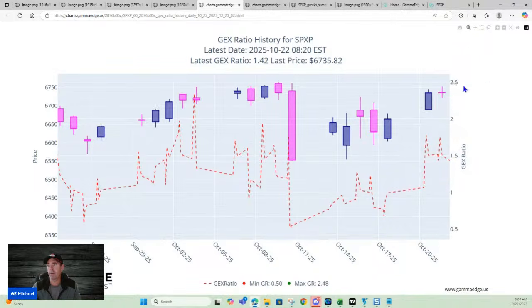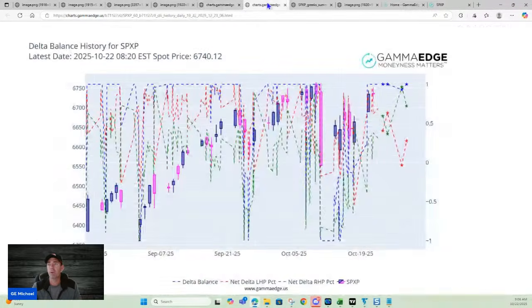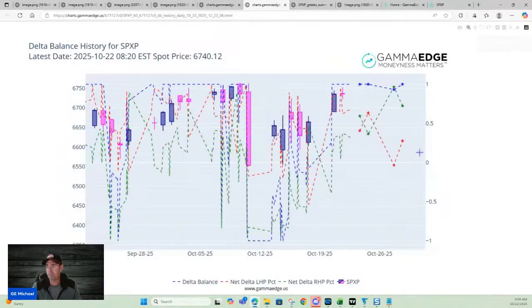And if spot price continues to move up, then we want to see this continue in a positive slope. But as of now, we're just in a consolidation mode. Pretty much. All right, moving on to the delta balance.